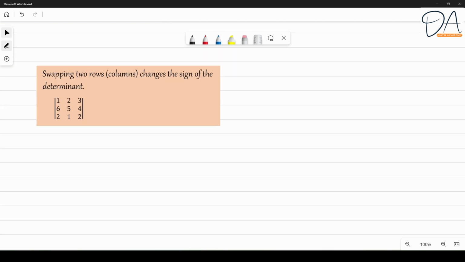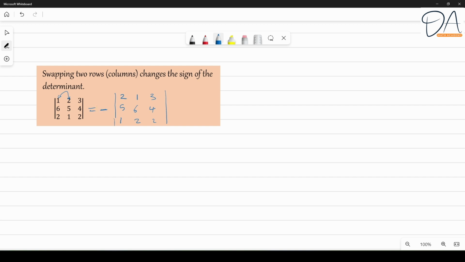Next, swapping two rows or columns changes the sign of the determinant. So in this example, I could swap the first two columns, and what this will do is simply introduce a minus sign. So this determinant is minus the determinant where the first two columns are swapped. So we only introduce a minus sign because we swapped the first two columns.